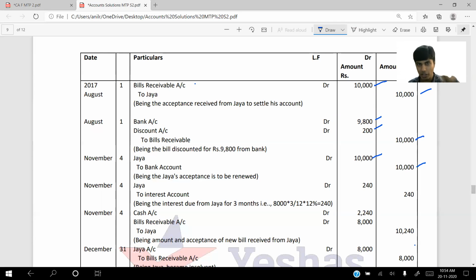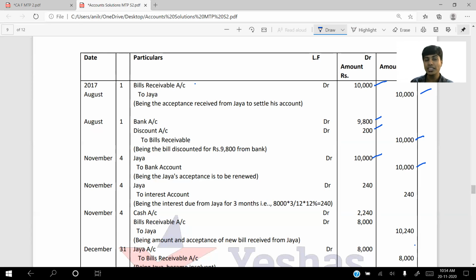So Jaya account debit to bills receivable. So their bills receivable credit and debit will get cancelled. So straight away they are taking the bill from the bank to Jaya. Jaya is receiving the bill from the bank, so Jaya is supposed to pay us money. Jaya account debit, and the banker is credit because I paid the money to the bank. Simple thing. On the maturity date, Jaya is supposed to pay money to the bank.